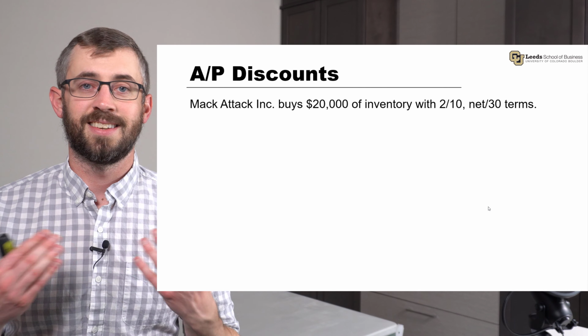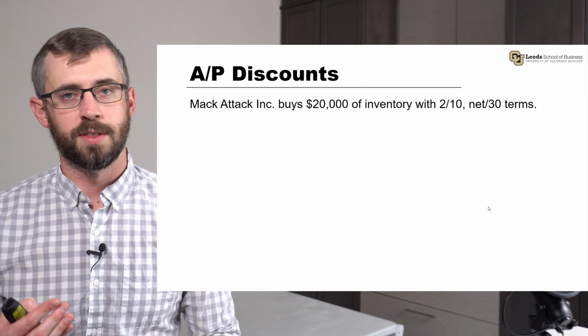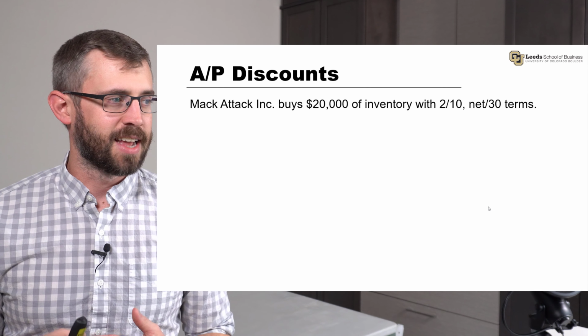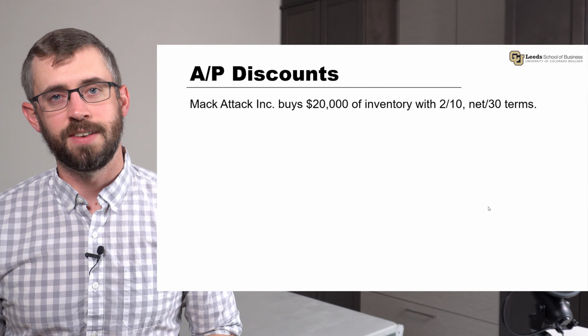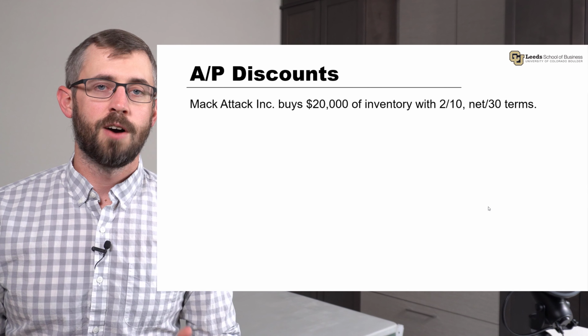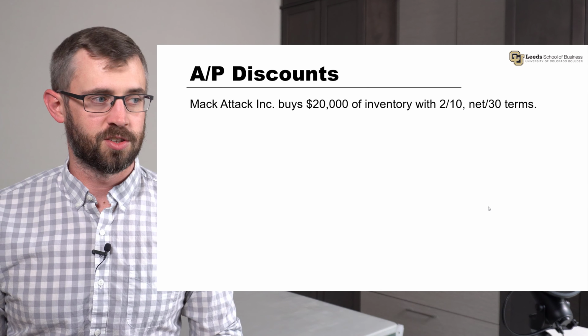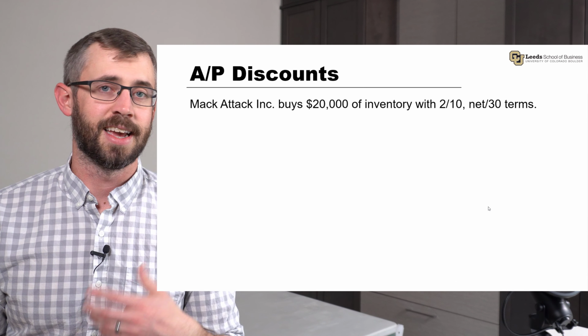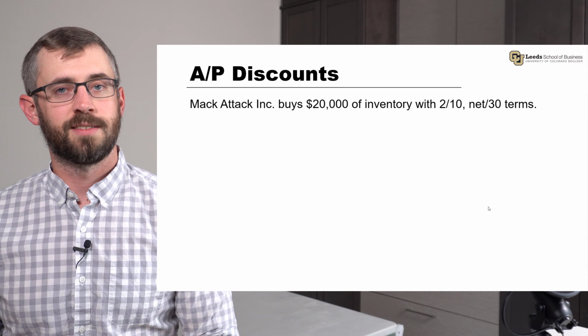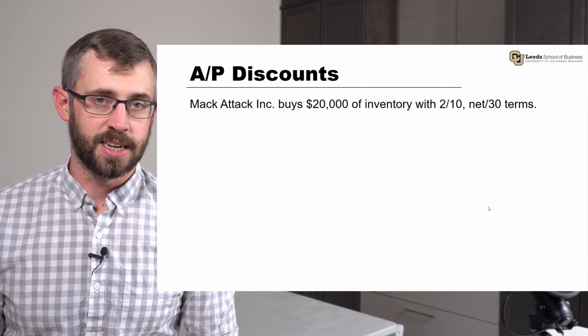So let's take a look at this discount scenario that we saw with accounts receivable. Let's say Macattack Inc. buys $20,000 of inventory and they are offered the terms of 2/10 net 30. So if they pay within 10 days, they get a 2% discount. Otherwise, they owe the full amount in 30 days.